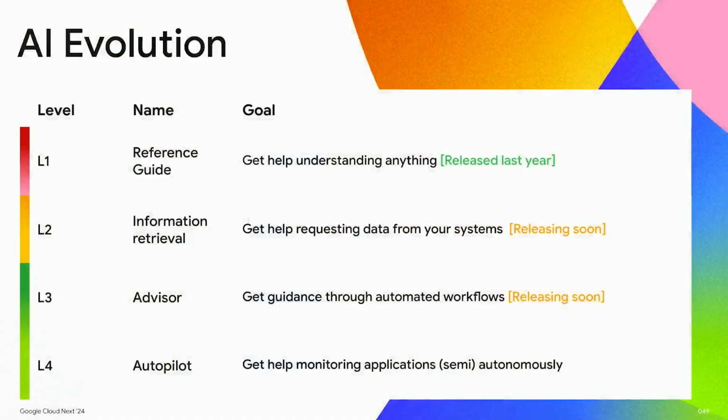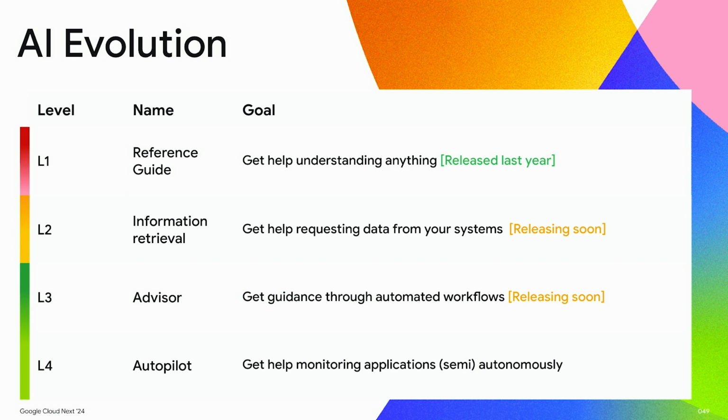The first level is level 1, which we call the reference guide, right? That's where you can go to Gemini today and ask about a problem. You can get the relevant documentation. You can also get a log and get Gemini to explain that log. The second one is information retrieval, which is more specific to your deployment. So what we'll see is how Gemini can actually go and get information that is relevant to me about my deployment right now.